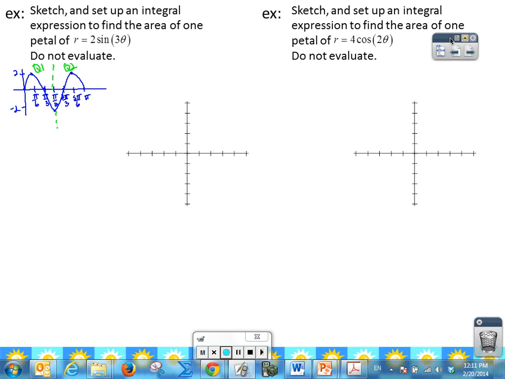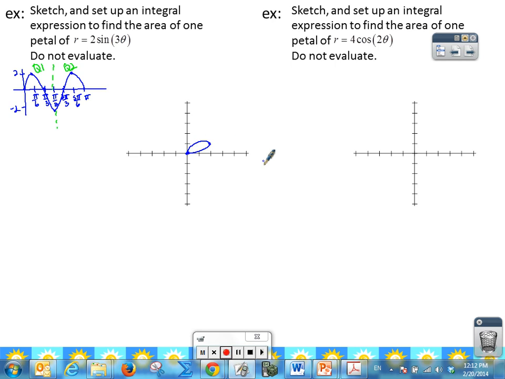So at angle measure 0, I'm at 0. At angle measure pi over 6, which is right in here, I'm at 2. So pi over 6 would be somewhere in there. Okay, how did I know to go under? Well, because I'm going from 0 to pi over 6, which is this space right in here. So I'm going up like that. From pi over 6 to pi over 3, which would be right here, I'm going back to 0, and that is my first petal.